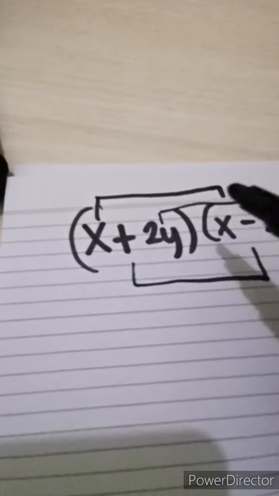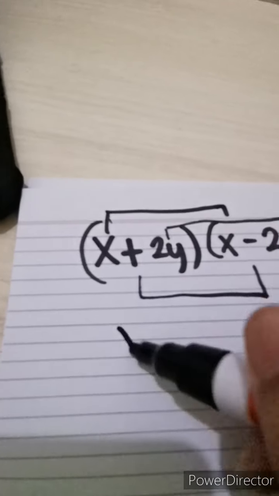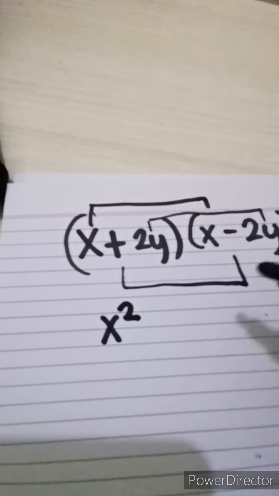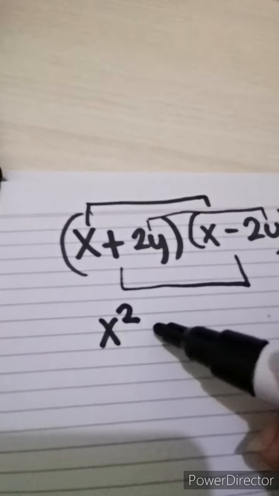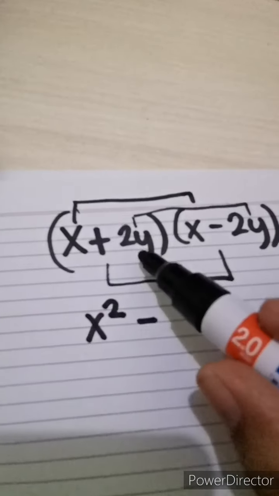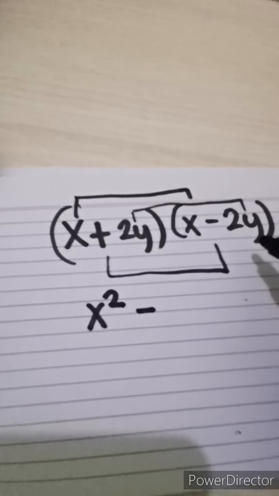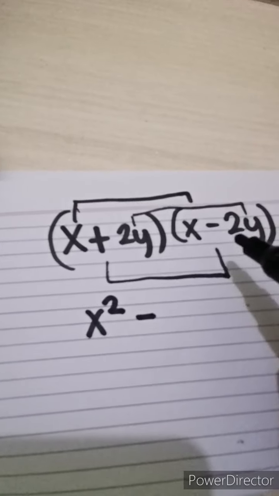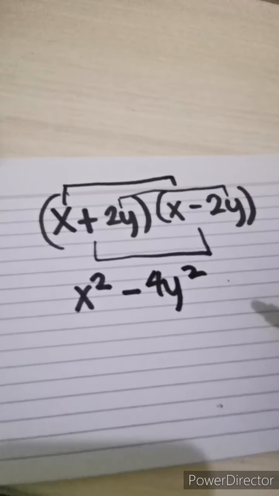Okay, so gawin natin. Multiply the first term. So, we have x times x is x squared. Next, positive times negative is negative. 2y times 2y is 2 times 2, 4, 4y squared. And that is the answer.